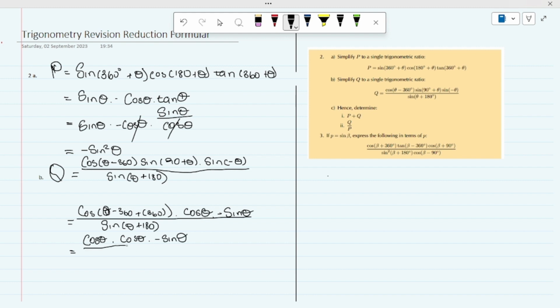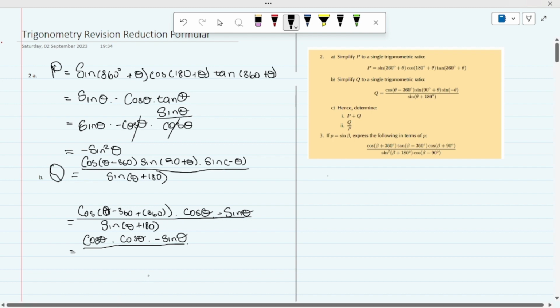Alright, so sine of an angle plus 180, or sine of 180 plus an angle, is gonna be minus sine of that angle, minus sine theta. Right, so now since they are multiplying, minus sine theta is gonna cancel out with minus sine theta, and then you're gonna be left with cos squared theta. So you're gonna be left with cos squared theta for number B.